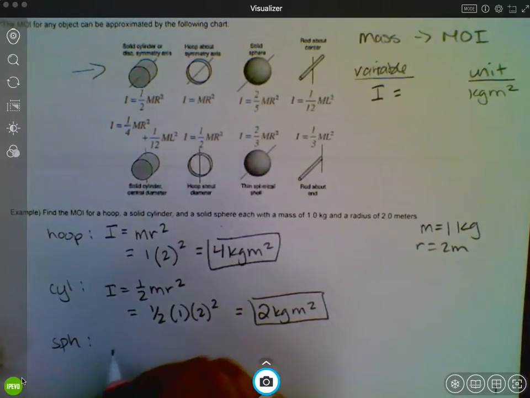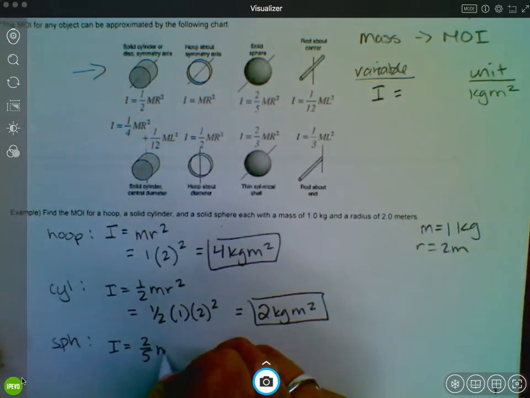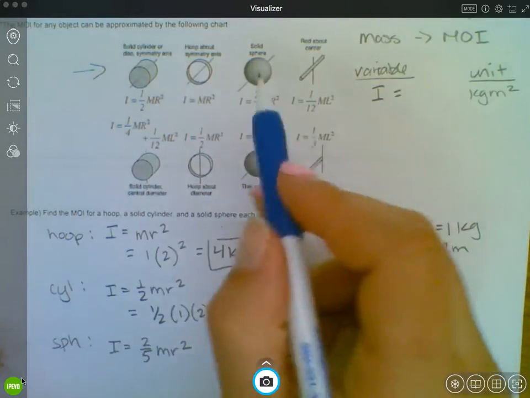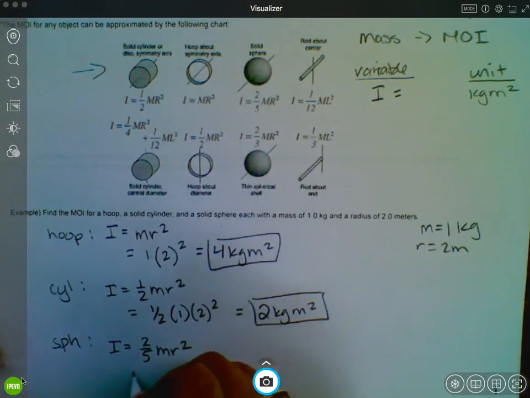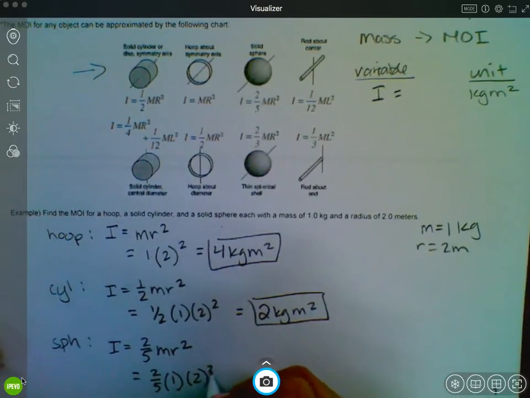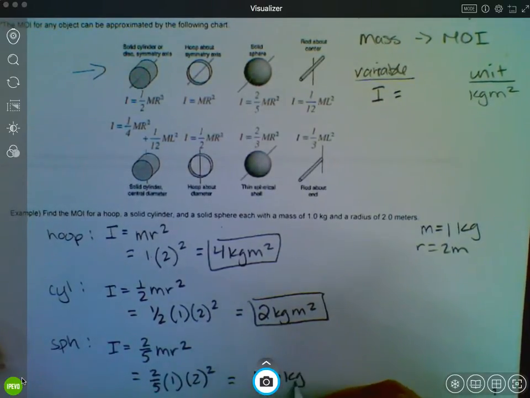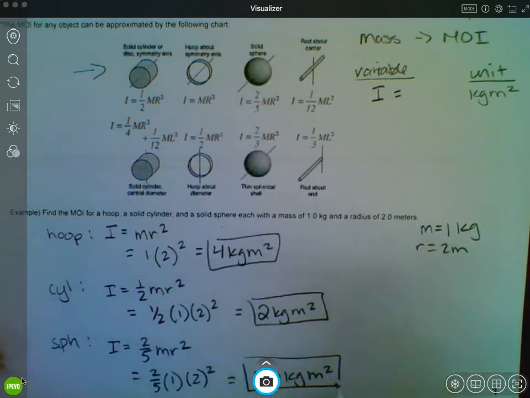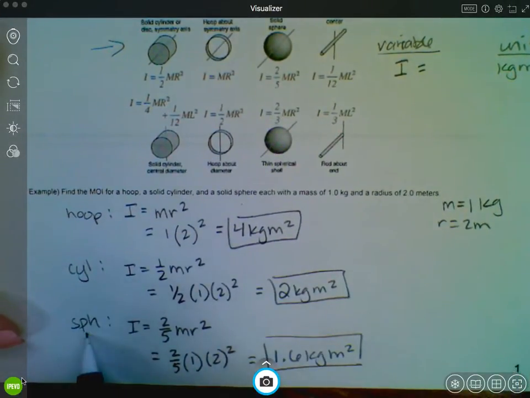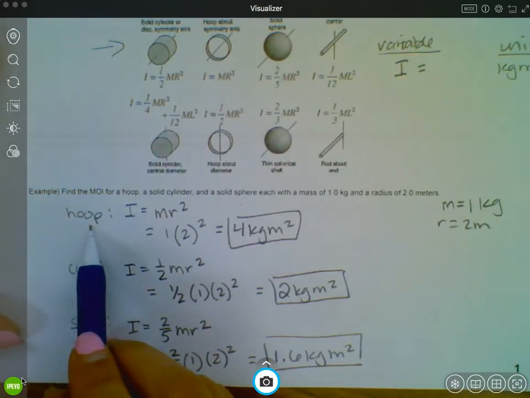And then for the sphere, I equals 2/5 mr squared. You will always be given this chart, by the way. You will never have to memorize this. It equals 2/5, M is 1, R is 2. If you plug that into your calculator, you get 1.6 kilogram meters squared. So the shape that is easiest to get to rotate or spin is the sphere. The hoop would be the hardest to get to rotate or spin.